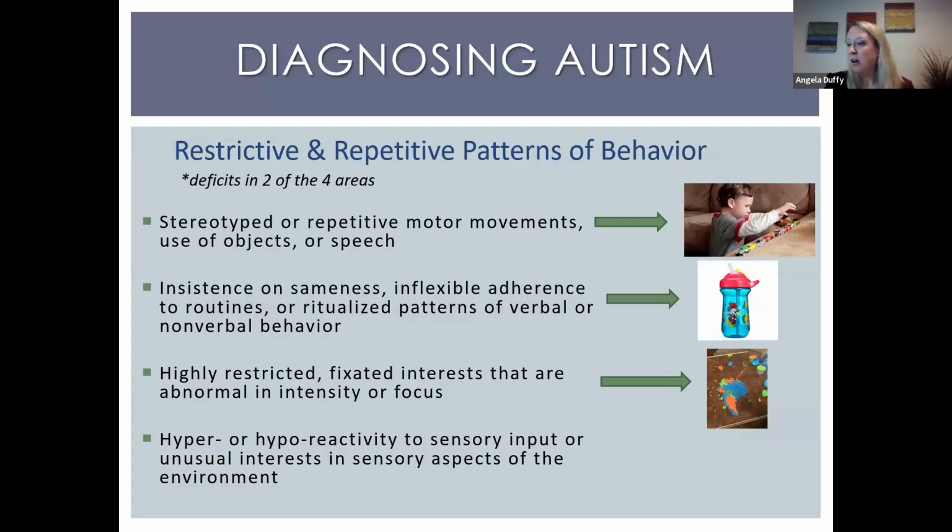All right, so the last area is different sensory profiles. Autistic individuals can have a hyper or hypo reactivity or sensitivity to sensory input or unusual interests in sensory aspects of the environment. And there are all the different senses we have: sight, smell, taste, touch, sound. There's so much going on, and our individuals can have a hyper where they're experiencing too much input.